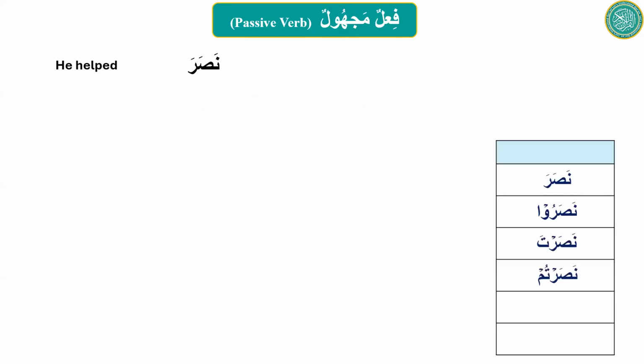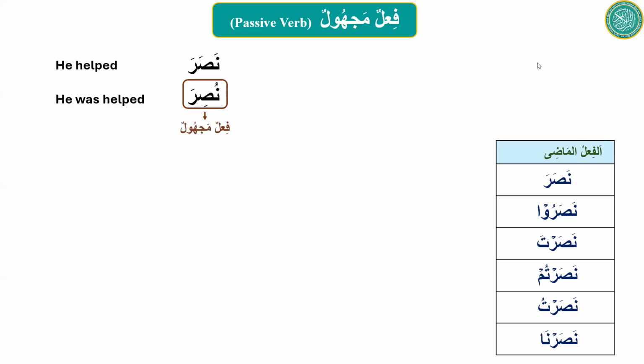For example, we learned that Nasara, he helped, because the doer is known, therefore it is not a fail majhul. But when we want to make it fail majhul, the fail majhul form will be nusira, and its meaning will be he was helped. And because now we don't know the doer, nusira doesn't have a doer anymore. It has something in it, but it's not a doer. So the doer is unknown. Therefore, the word nusira is called fail majhul.